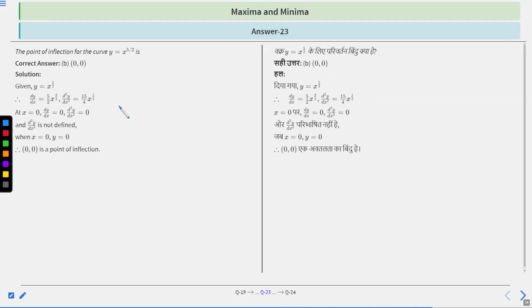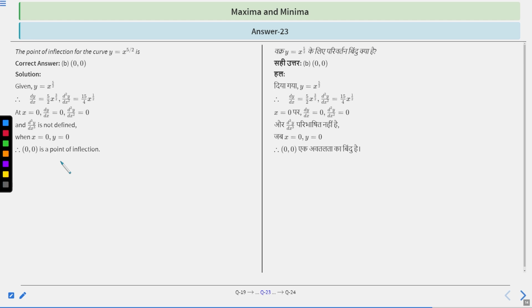Okay, let's move to the solution part. Given y is equal to x to the power 5 by 2. Therefore, dy by dx is basically 5 by 2 x to the power 3 by 2, right? And d square y by dx square is equal to 15 by 4 x to the power 1 by 2. We have discussed that dy by dx need not be 0. But here, at x equal to 0, dy by dx equals 0, and d square y by dx square is also 0. And d cube y upon dx cube is not defined, right?